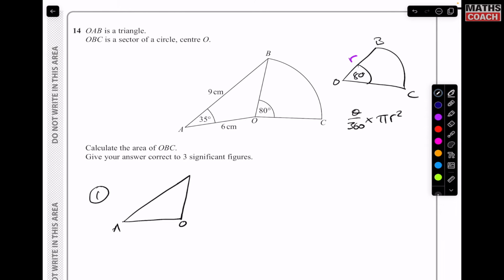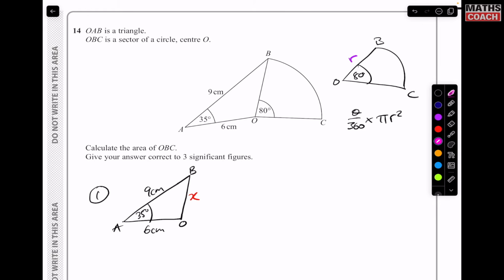That's O, that's A, that's B. That's 9 centimeters, that's 35 degrees, that's 6 centimeters. And we are going to find BO. Okay, how do we do that? The cosine rule. Okay, we're going to need to use the cosine rule.